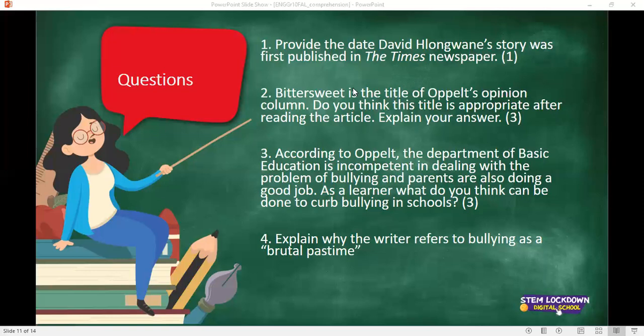Three says, according to Opal, the Department of Basic Education is incompetent in dealing with the problem of bullying. And parents are also not doing a good job. I missed a word there. Not. Okay. Parents are not doing a good job. As a learner, what do you think can be done to curb bullying in schools? Curb means to prevent, to stop. Okay. So it's not a good job. The word not is missing there. What do you have to say?